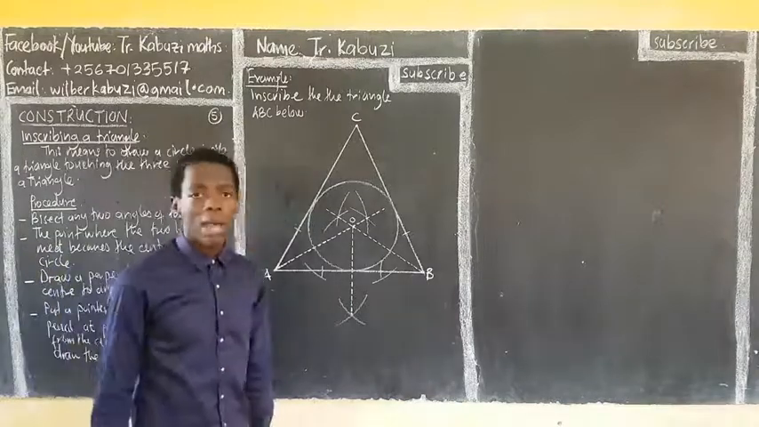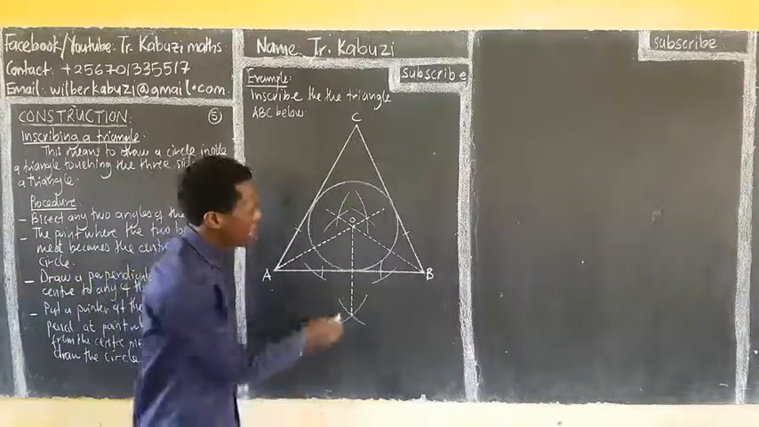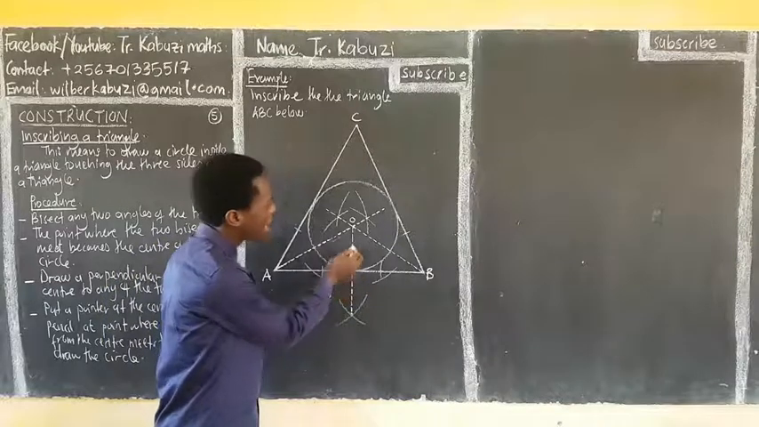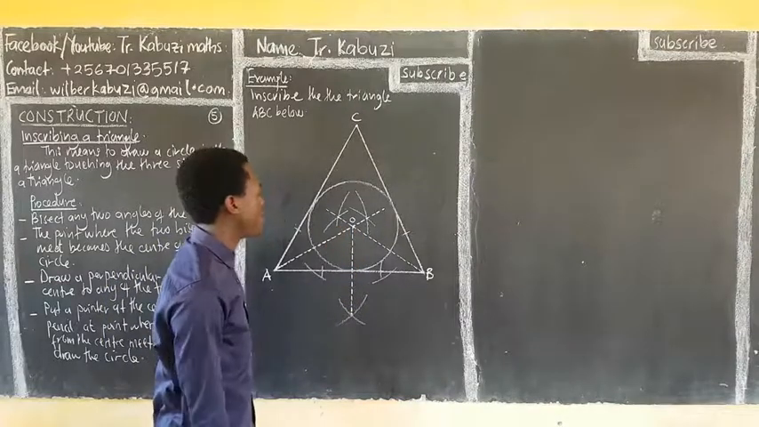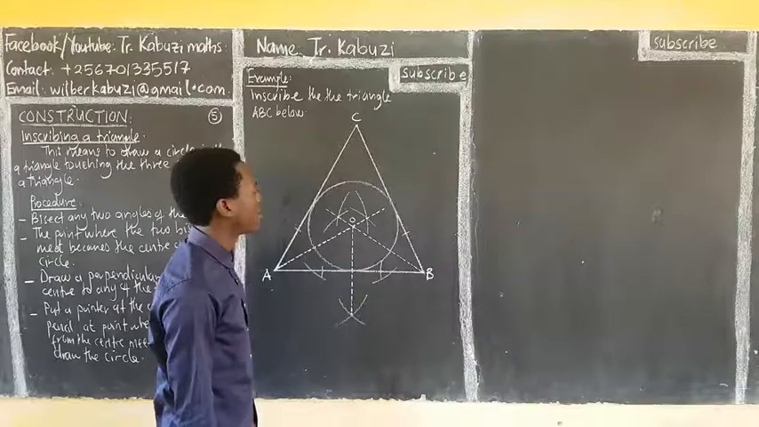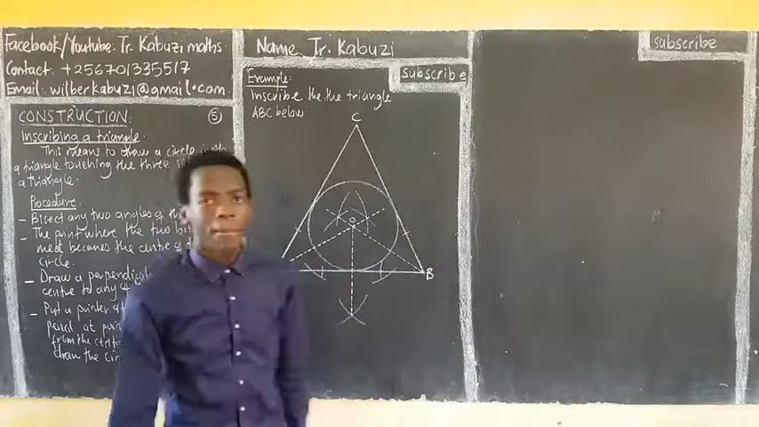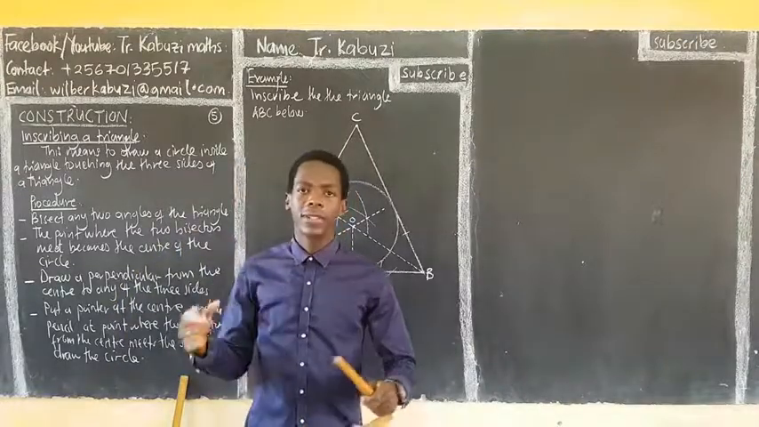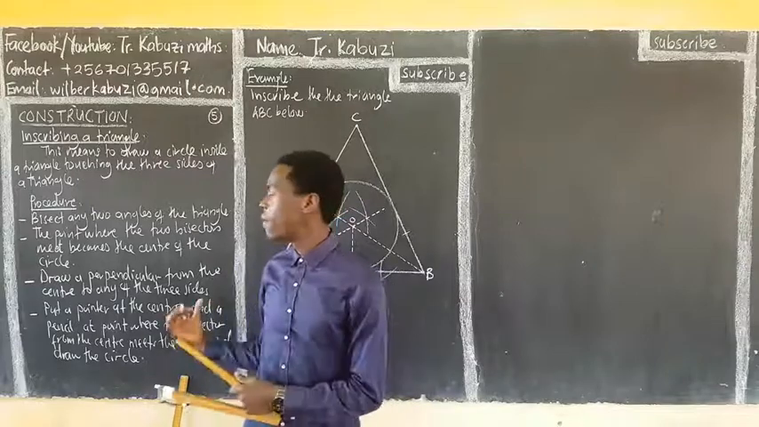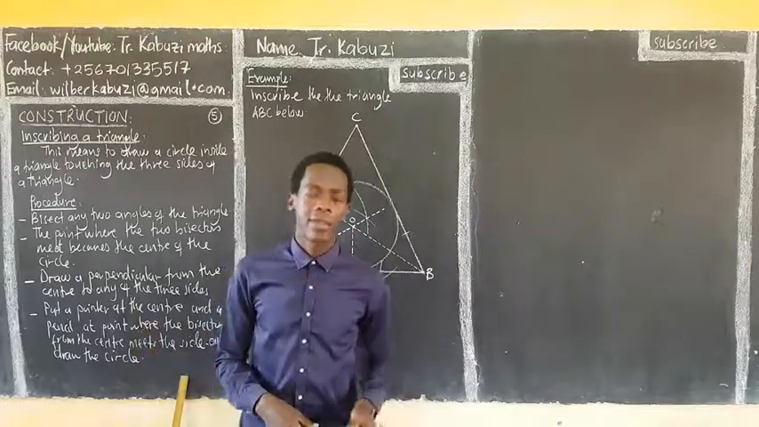So if they ask you now to measure the radius of the circle, you measure from here up to here. That's how you measure the radius of that circle. So that's it, members. I wish you well. Now you are going to see detailed questions of how to apply inscribing and circumscribing.